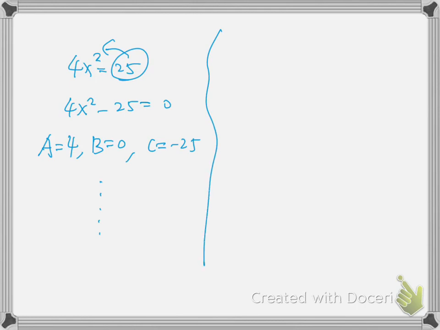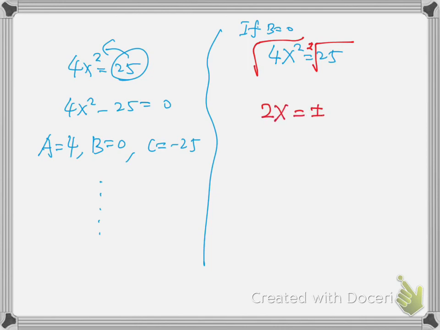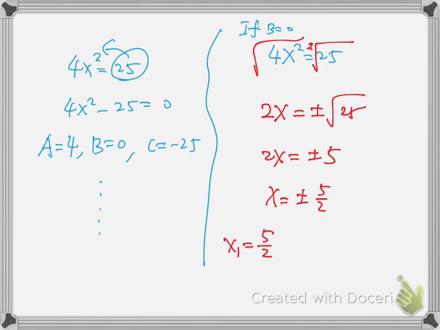So now I'm going to give you a better answer. If B is 0, you just take the square root. But remember, we need plus and minus square root on the other side, on the number side. So this will be 2x, that's the square root of 4x squared, equals plus minus the square root of 25. So 2x is plus minus 5, divided by 2. x is plus minus 5 over 2. So x1 is 5 over 2, x2 is negative 5 over 2.